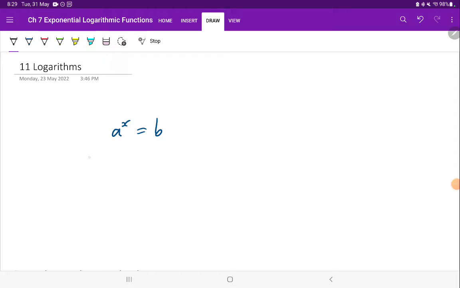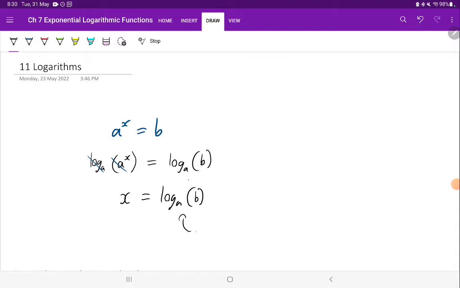It says, well, if you've got a to the x equals b, well, the log a of a to the x, well, that will cancel the base a with just x on the left-hand side. And so we can rewrite this as log a of b. Now, notationally we call this the base of the logarithm, and it basically tells us what number we're counting.